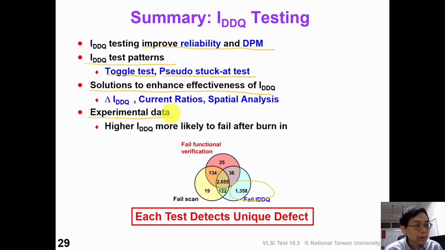Real experimental data show that higher IDDQ chips are likely to fail after burn-in. From this Venn diagram, we can see that functional verification test, scan test, and IDDQ testing all have unique failures. So each test detects unique defects, so no test can replace any other test.